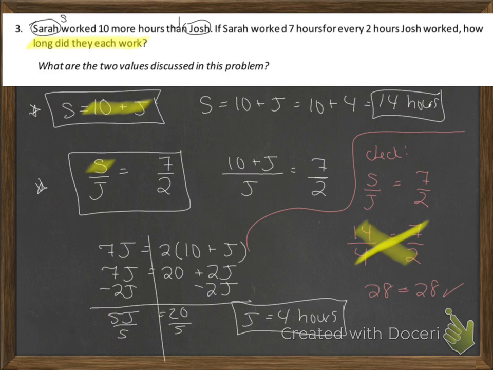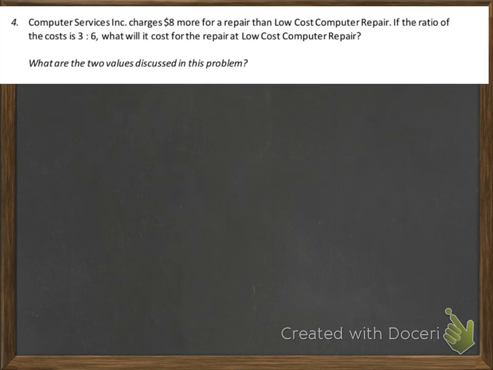All right, let's do one more example. So it says Computer Services Incorporated charges $8 more for a repair than Low-Cost Computer Repair. So this is kind of similar to the problem we had before.